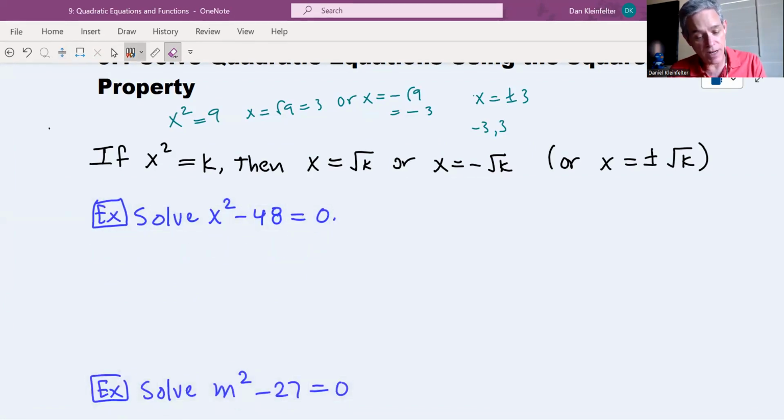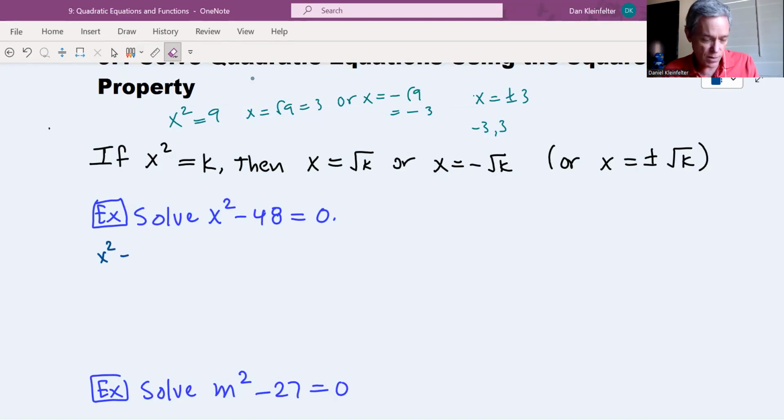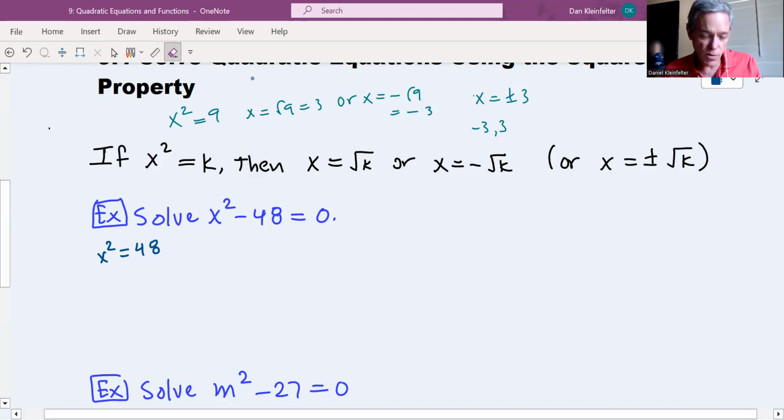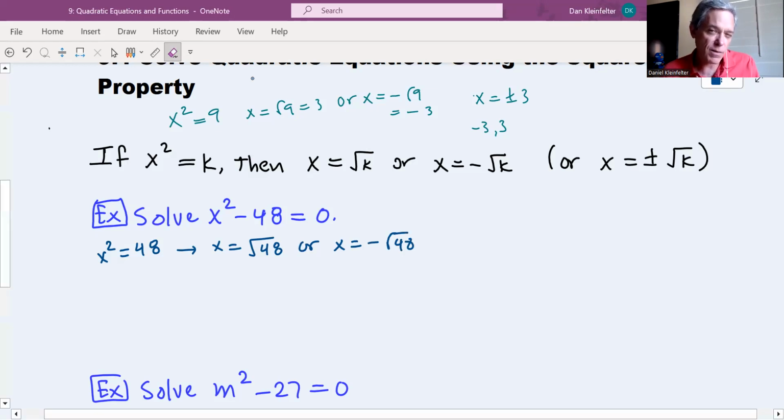x squared minus 48 is equal to 0. So what I would do first is isolate the x squared part, just using algebra. x squared will have to equal 48. Okay, so now if x squared is 48, then that's going to mean that x is equal to the square root of 48, or x is equal to minus the square root of 48. All right, so then I should figure out what the square root of 48 simplifies to. Let me do that over here on my scratch paper.